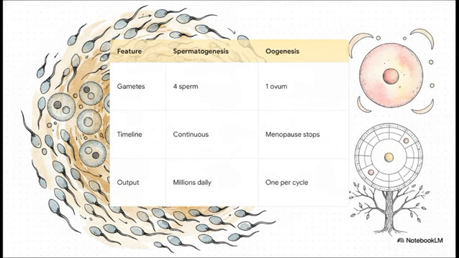Plus, spermatogenesis is a continuous process, churning out millions of sperm daily, driven by testosterone from Leydig cells. Oogenesis, on the other hand, produces just 1 ovum per menstrual cycle and eventually stops completely at menopause, which perfectly sets us up for a quick test.